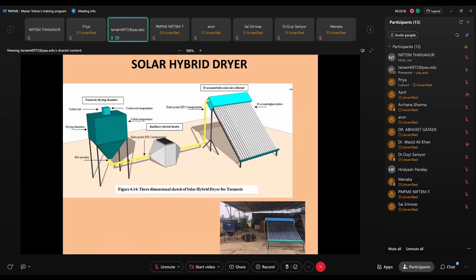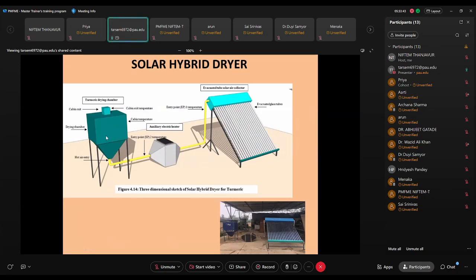That means during the sunshine hours, we use solar energy, and after the sunshine hours, we use electric energy. So there are two systems of energy: one is solar energy, another is electric energy, or some other form of energy. But the limitation of this dryer is that it is of very small capacity.